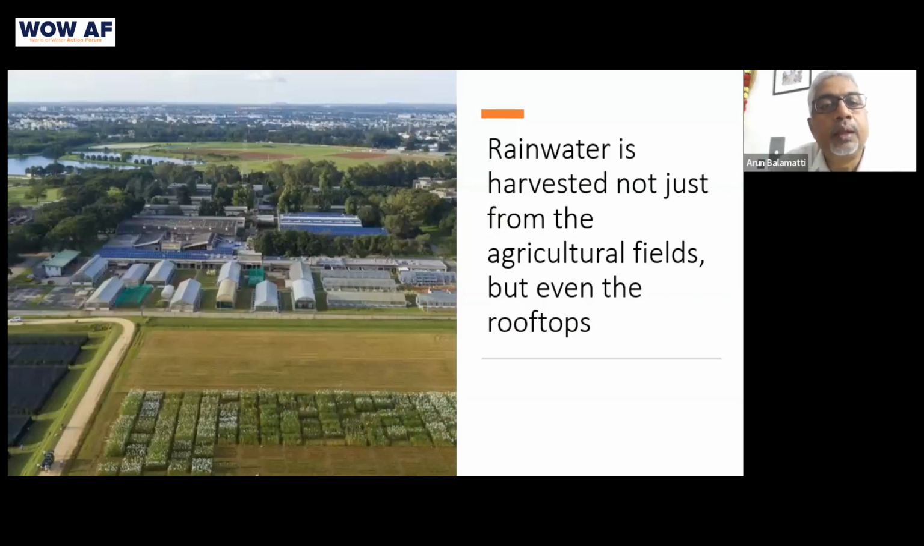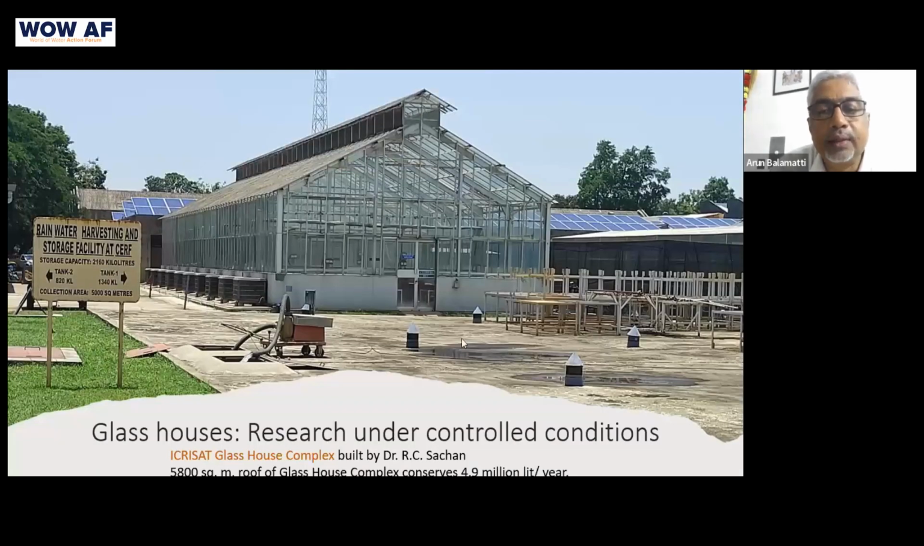Here again, we have talked about how we capture rainwater from the surface or the campus fields, but we also have a lot of structures here: the administrative building, laboratories, plus our research facilities like glass houses. There is a lot of rooftop area created, and there we also harvest rainwater. All the rainwater coming from these roofs is collected in these 2 water tanks. I'll show you more pictures. Yeah, these are the 2 water tanks adjacent to each other, collecting the rainwater from these rooftops.